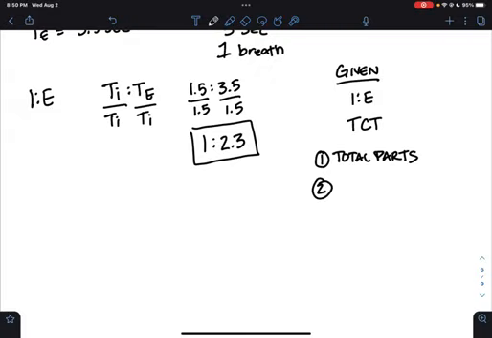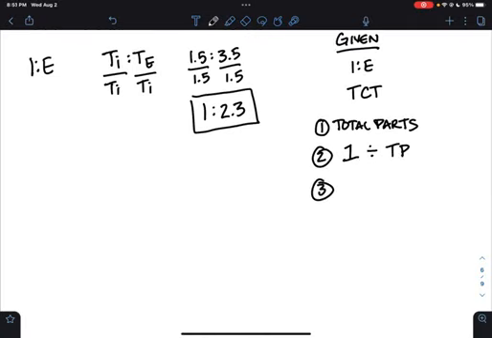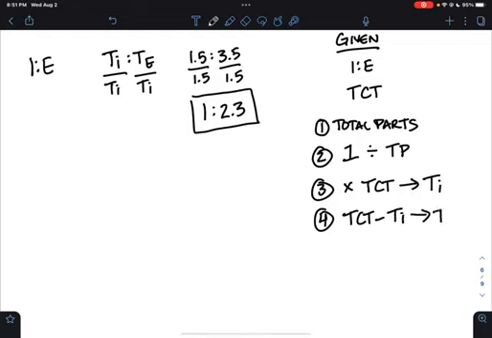Next you want to do 1 divided by the total parts. Third step is you want to multiply whatever answer you got there by the total cycle time. This will get you your I time. And then to get your E time, you take your total cycle time minus I time to get your E time. So yeah, that's a lot of steps, but I'll show you.